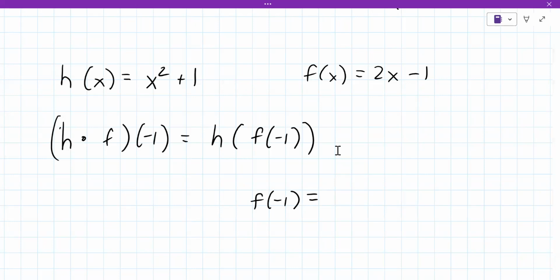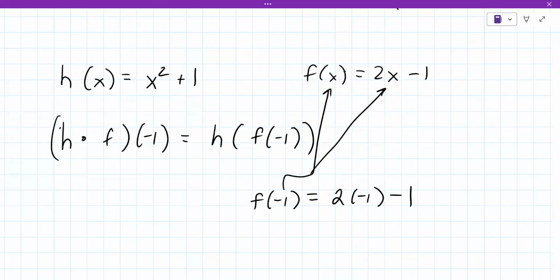I'm sorry, I'm still a little confused. So you're using this function on the right here, and you're putting -1 in for x. 2 times -1 minus 1. Is it -3?